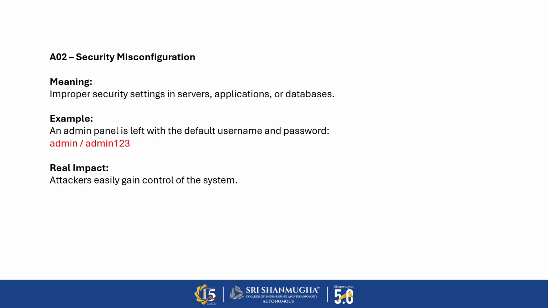Next one is security misconfiguration. Improper secure settings in server, applications, or the database are called security misconfiguration. For example, an administrator panel where you can give the username and password as admin and admin123. It is a default password, so the attacker can guess it easily, or he may use a brute force attack to gain access with a username and password and find the vulnerability. Once he finds the vulnerability, he may try to access our data or applications.